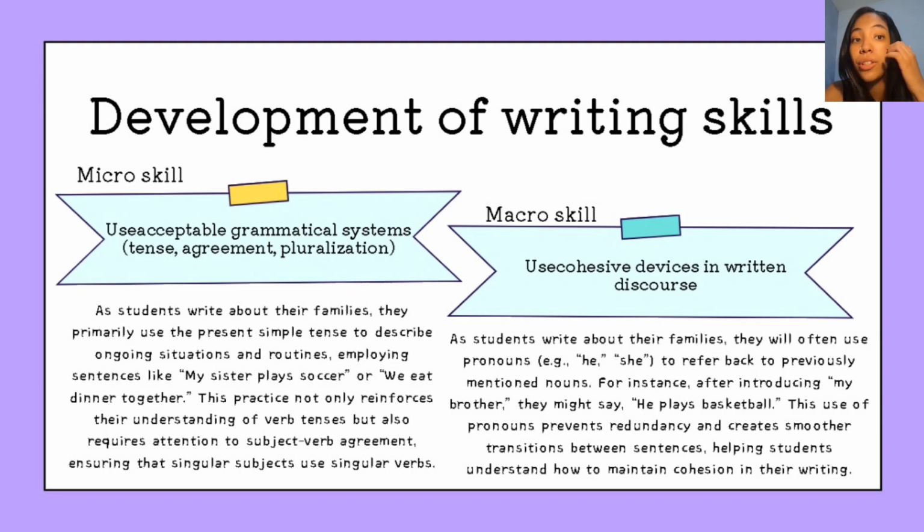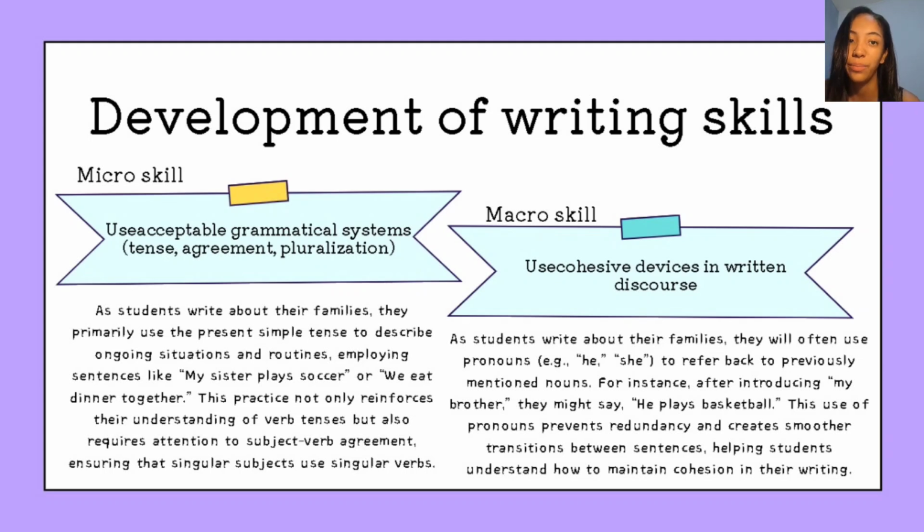By focusing on these grammatical aspects in a relatable context, students enhance their ability to convey actions accurately and develop a stronger grasp of fundamental grammatical rules. As a micro skill, we have to use cohesive devices in written discourse. As students write about their families, they will often use pronouns, for example, he, she, or they, to refer back to previously mentioned nouns. For instance, after introducing my brother, they might say he plays basketball. This use of pronouns prevents redundancy and creates smoother transitions between sentences, helping students to understand how to maintain cohesion in their writing.